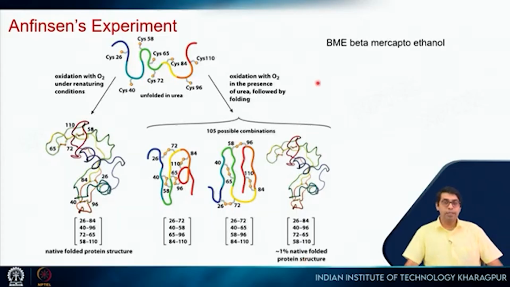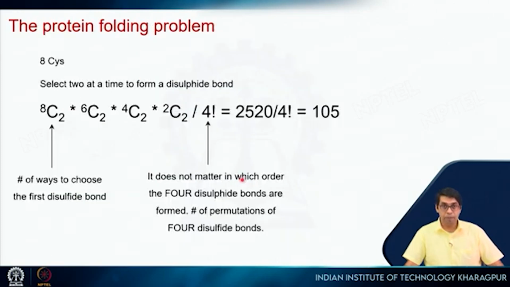So he is doing the exact same thing. He is removing urea and he is passing oxygen. All he did was change the order. Here he removed urea first and then oxidized. In this case, he oxidized first and then removed urea. Here he got 100% activity, here he got 1% activity, which was an amazing result, right? So why did this happen? Let's go back to this.